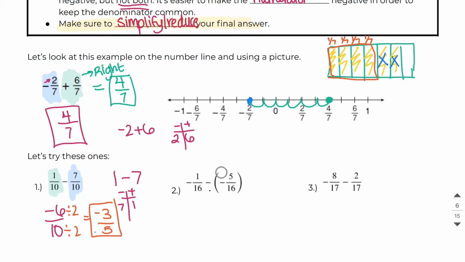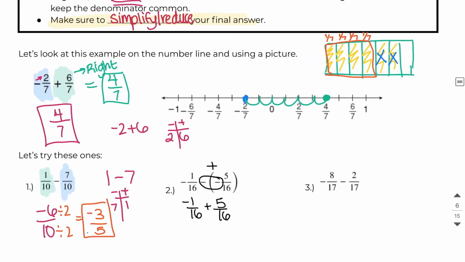All right, awesome. Next one right here, we have a double sign. Negative 1/16 minus negative 5/16. I don't like this double sign. So I'm going to rewrite this as negative 1/16 plus 5/16. But the good news is we have a common denominator, which is 16. So I know that I'm going to have 16 in my final answer. And now I just have to figure out, well, what's negative 1 plus 5? And negative 1 plus 5 is 4.